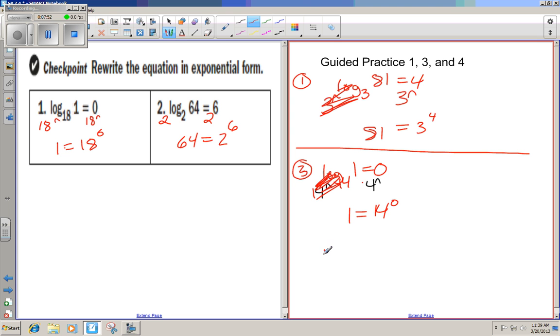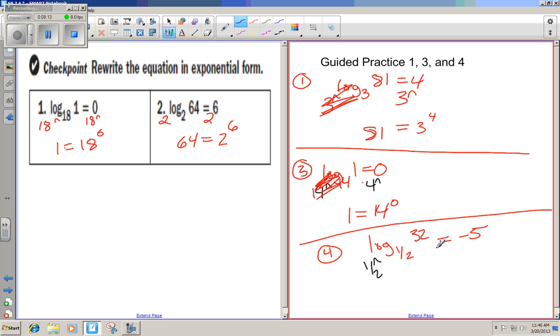So number 4 tells us log base 1/2 of 32 equals -5. So what base would undo a log base 1/2? Well, a base of 1/2 undoes the log base 1/2. And 32 is equal to 1/2 to the -5 power. That's how this goes from logarithms to exponential form.